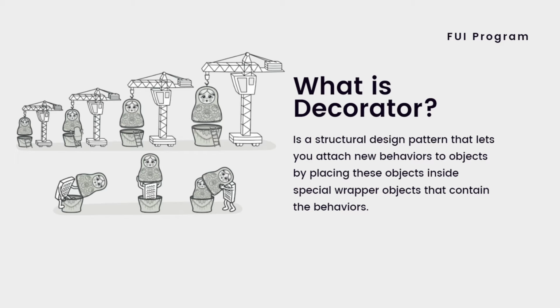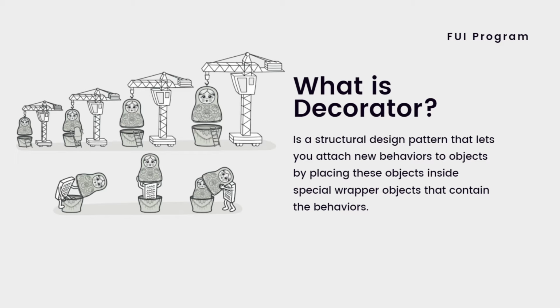As an analogy, we can take wearing clothes. When you are cold, you wrap yourself in a sweater. If you are still cold, you can put a jacket on top. All these garments extend your basic behavior, but are not part of you, and you can easily take off any piece of clothing.